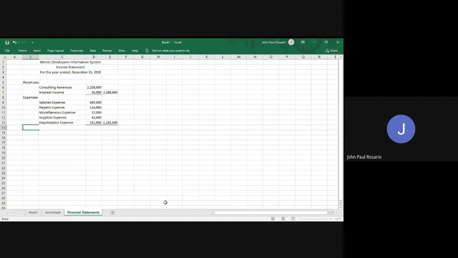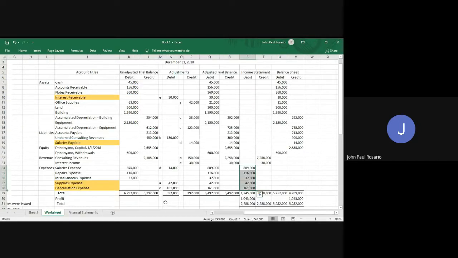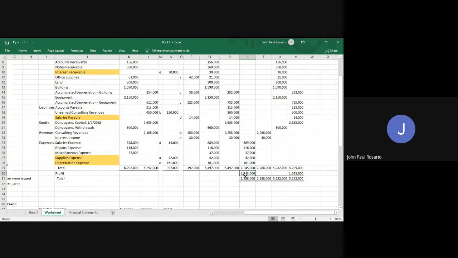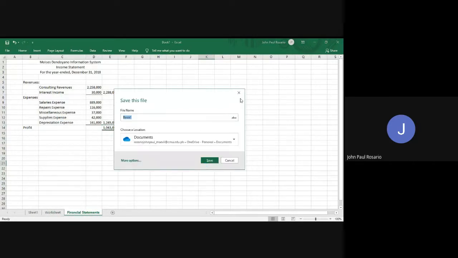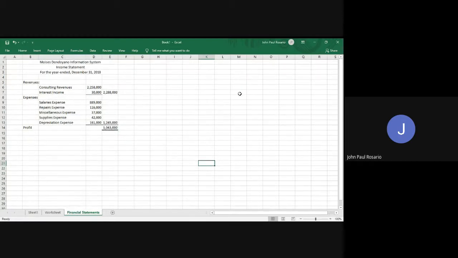Or actually, profit. It is a profit because revenue is greater than expenses. So the profit is this one minus this one. Then 1,043,000, is that the same as our worksheet? 1,043,000. So, double rule. Okay. Next financial statement is of course the owner's equity.